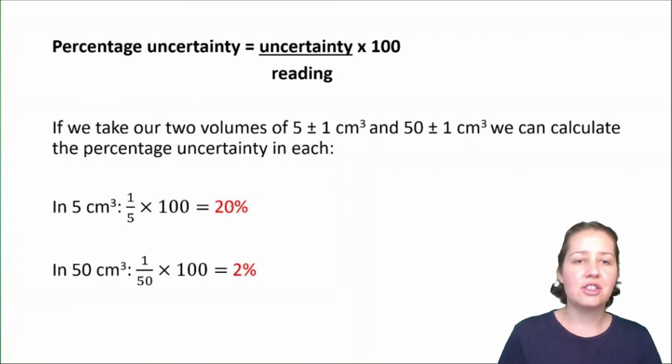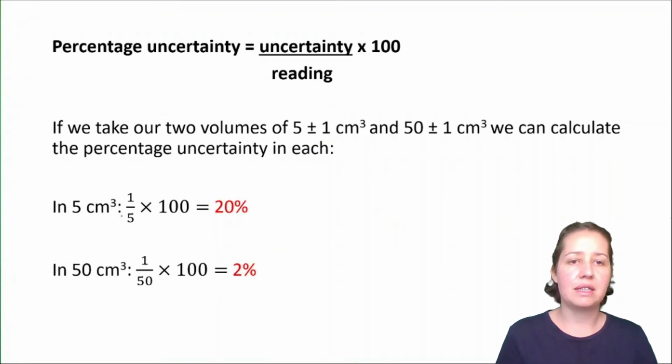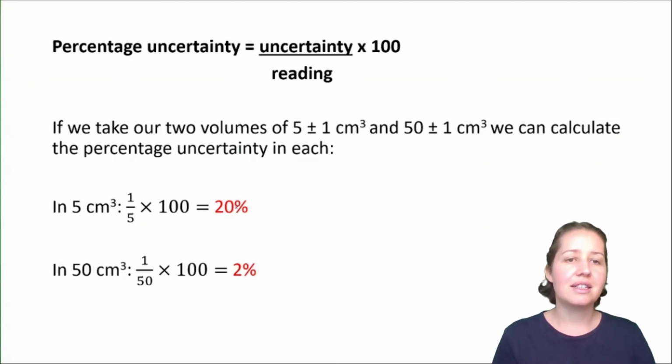So your answers should be 20% for 5 centimetres cubed and 2% for 50 centimetres cubed. What I've done is taken the uncertainty each time of 1 and I've divided by the reading, so 5 or 50, and multiplied it by 100. So we can see a 20% uncertainty in the lower reading is much more significant than a 2% uncertainty in the higher reading.